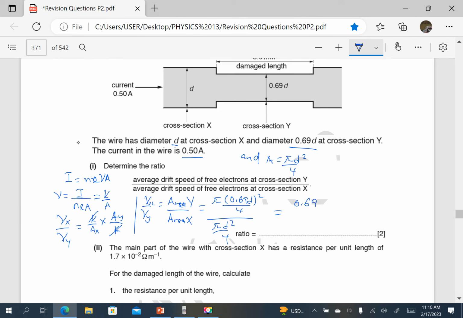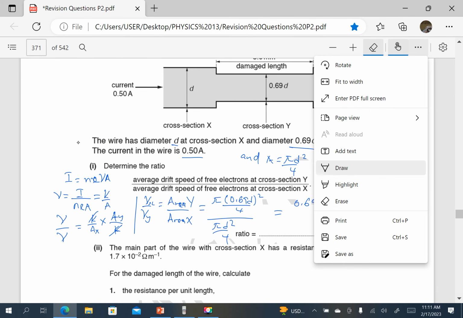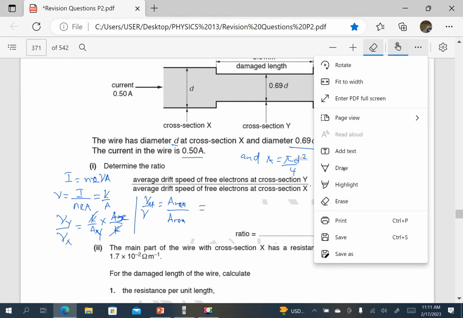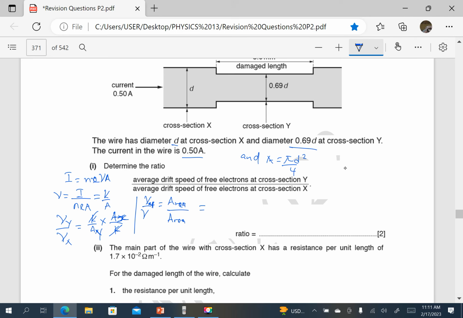I think I reversed this. This is not x, it is supposed to be y according to the question. But anyway, I will get the reciprocal later on. So this will be x and this will be y, this will be y, this is x. So this is actually going to be the other way round. V at Y over V at X. So this would be now the reciprocal, which is area at X over area at Y.